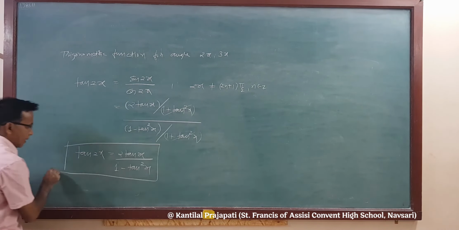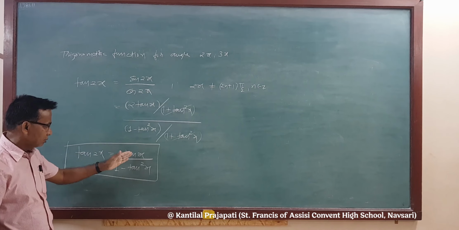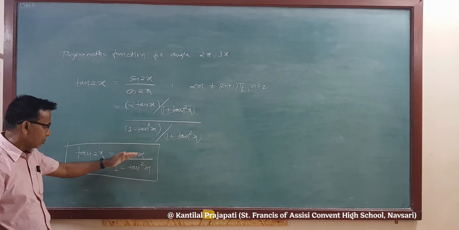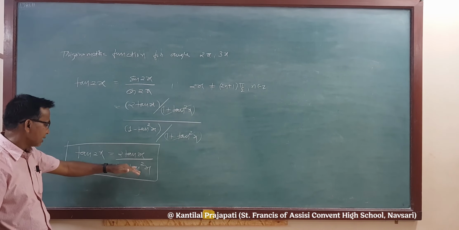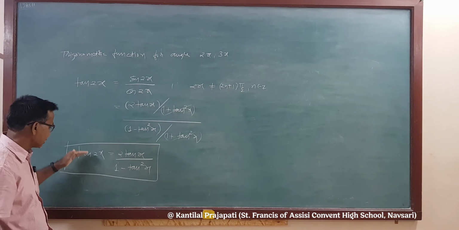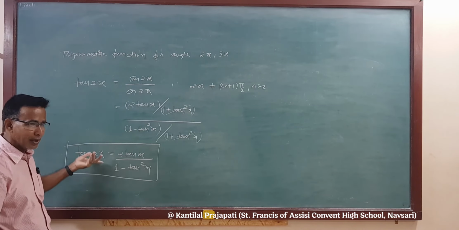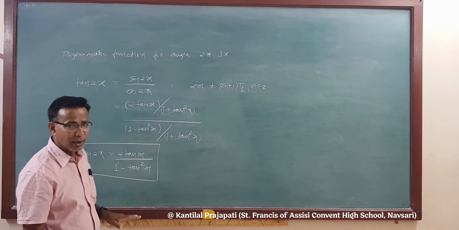Similarly, you can derive the formula for cot 2x. So put the reciprocal here. Put tan x is equal to 1 upon cot x, tan square x is 1 upon cot square x, and 1 upon cot 2x, and simplify to get the formula of cot 2x. Okay.